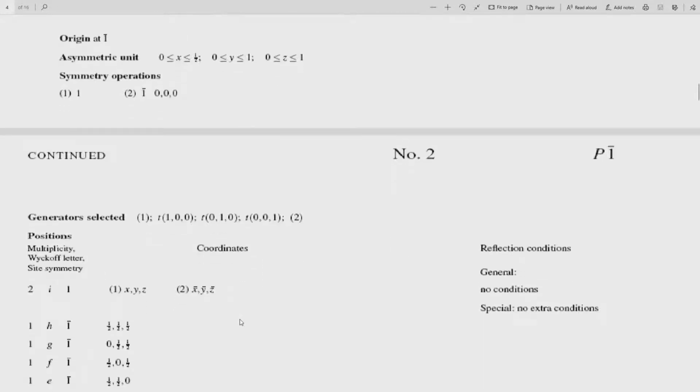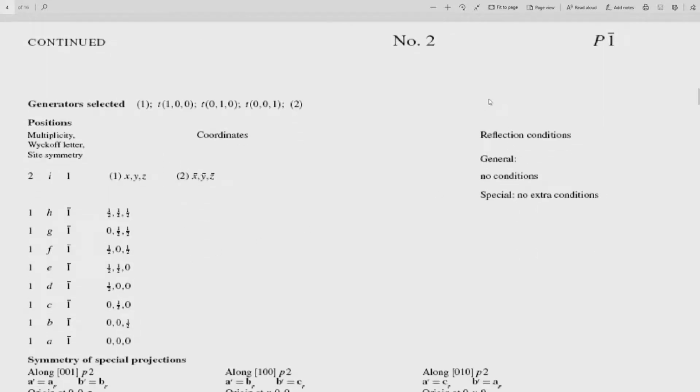Now, what happens? This is a very crucial stage where we have to fully understand the concept of multiplicity, the concept of Wyckoff letter, and the site symmetry. So, let us go through it a little carefully. Now, there is something on the right hand side for which we will return much later. This is with respect to the experimental conditions which get generated due to the presence of the 1 bar symmetry. Right now, we will not worry about it, so forget about it at this moment.